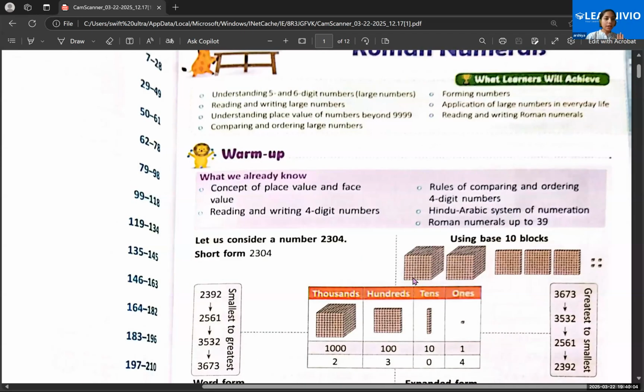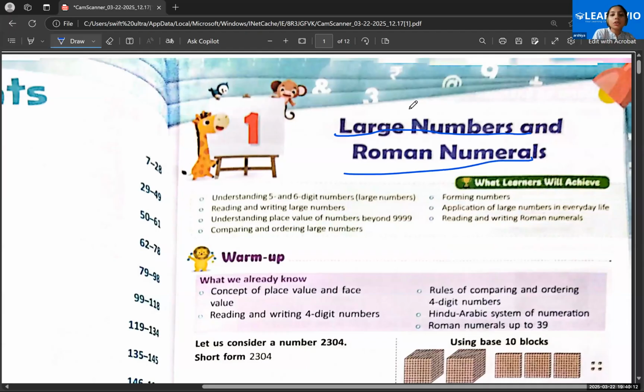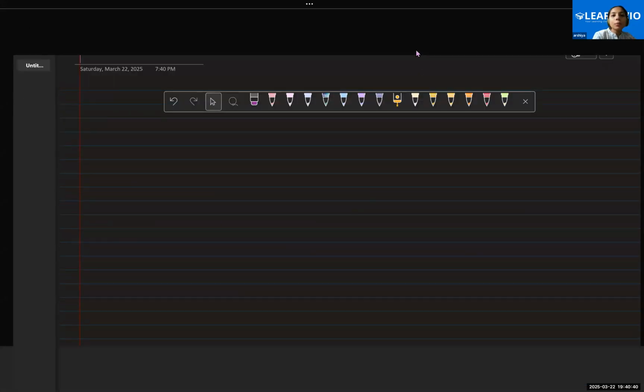So basically, we're starting with the first chapter. It's called Large Numbers and Roman Numerals. Have you heard about Roman numerals? Roman means like numbers in Roman type. Yes, you can say that. But do you know how to write them? Yes. Till where? Till 10, I think. Okay. We'll learn more than that as well. So we were talking about place value, right?